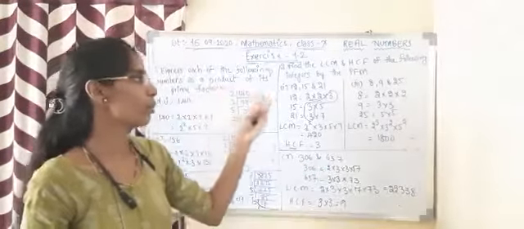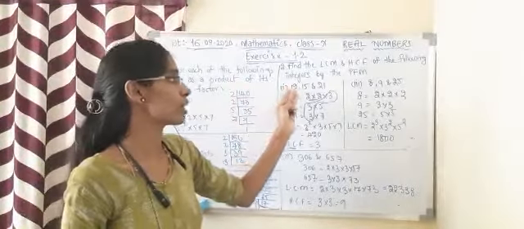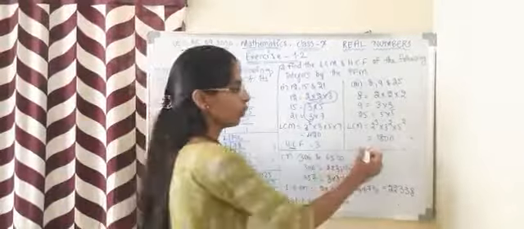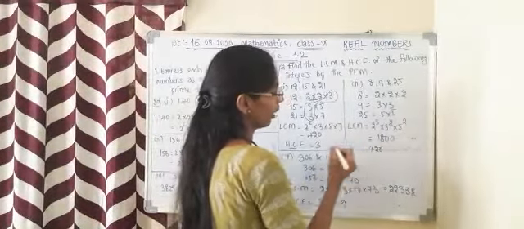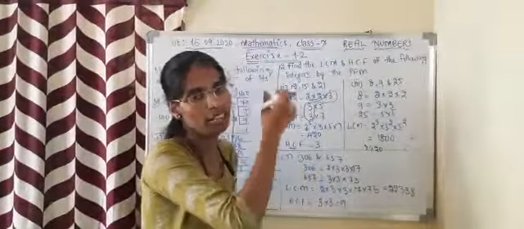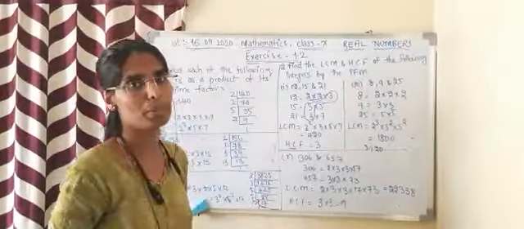420 is its LCM. The least common multiple of the 3 numbers 12, 15 and 21 is 420. That means 420 is a common multiple of 12, 15 and 21. That is the least common multiple.